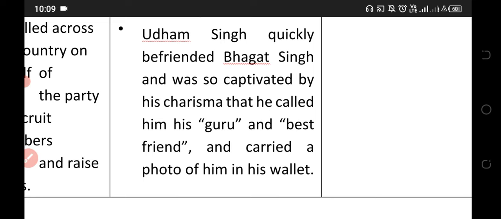he called him his guru and best friend, and carried a photo of him in his wallet.